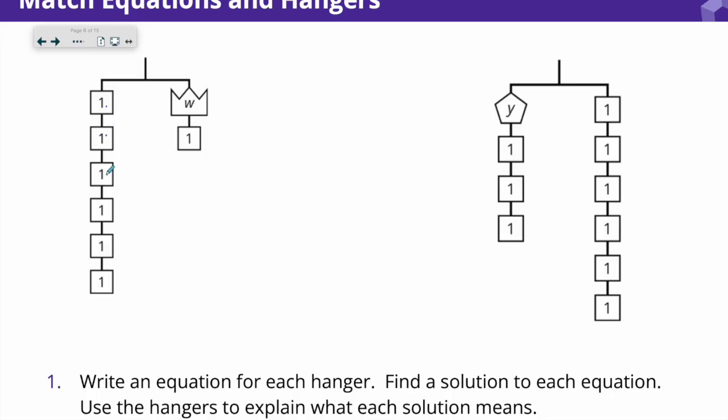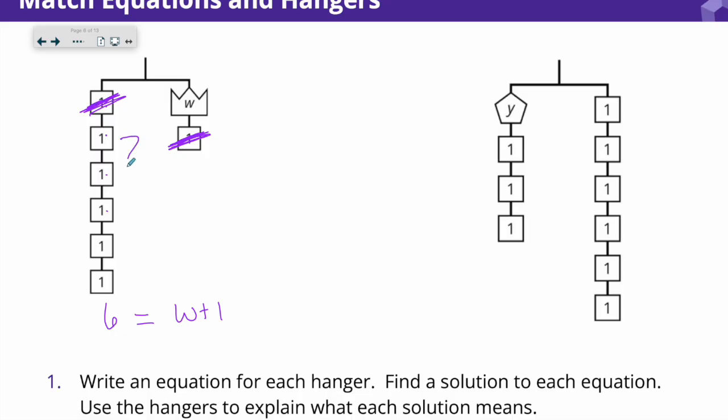On the left side of the hanger, we have 6 ones. And on the right side of the hanger, we have a W plus a 1. And since that's balanced, those two things are equal. So our goal is to find what W equals to balance that hanger. And the way we did that was we thought about, well, I have this extra one here, but I can't just get rid of it here. I also have to get rid of it on the left side to keep my hanger balanced.